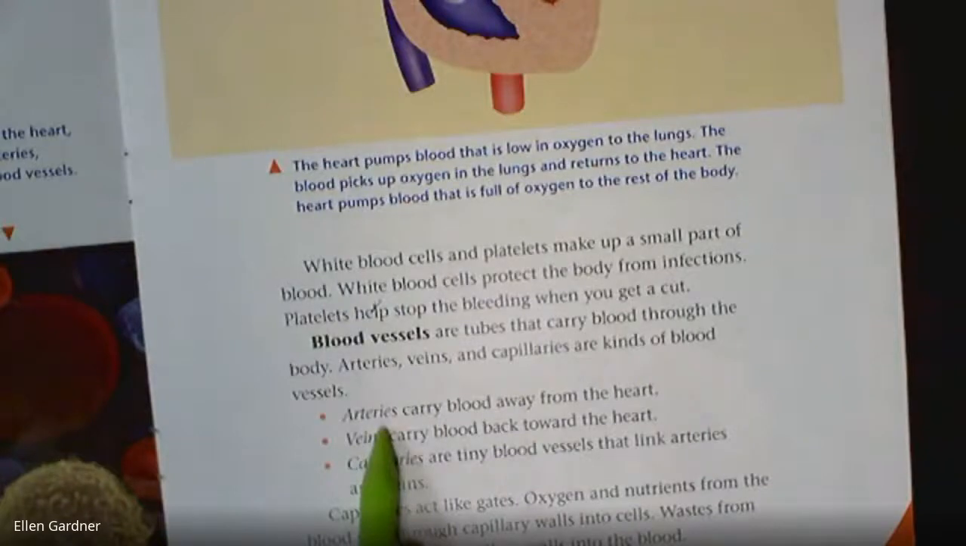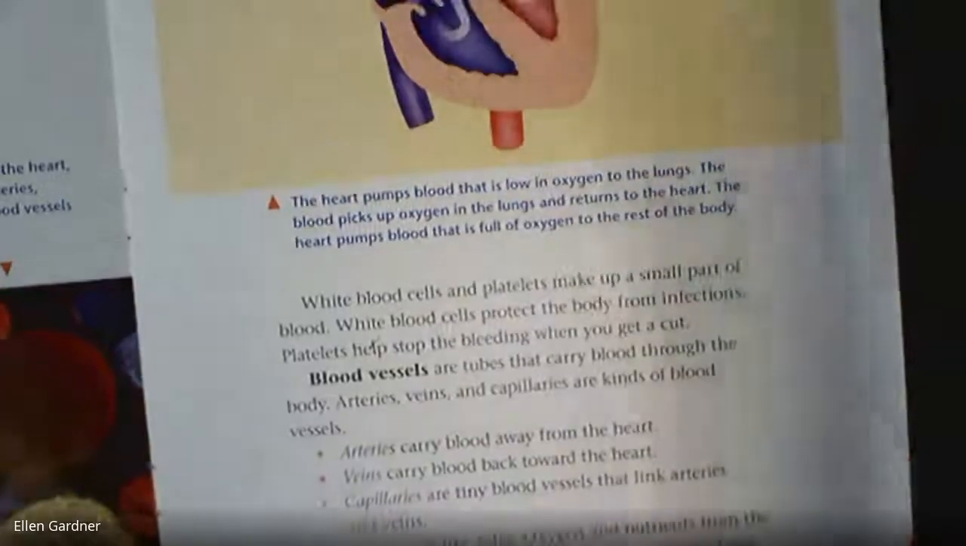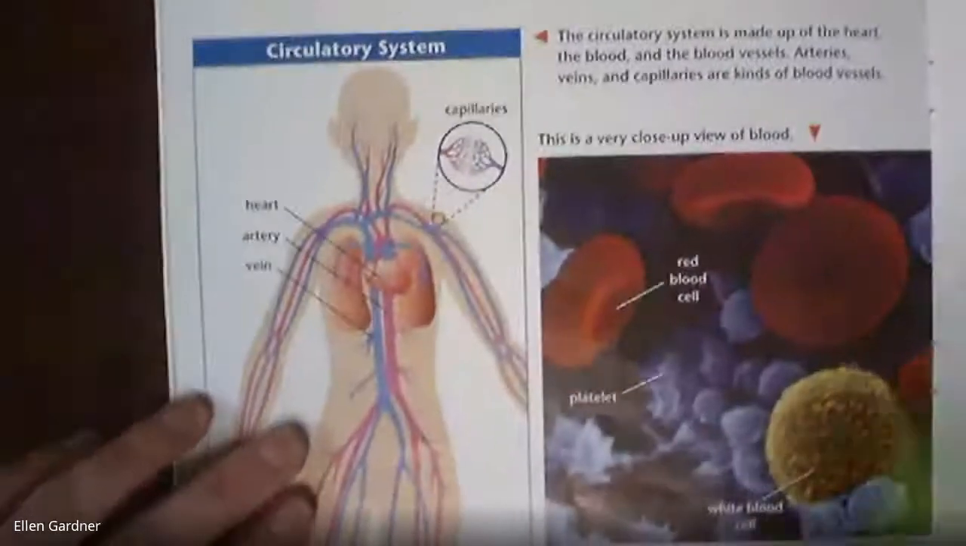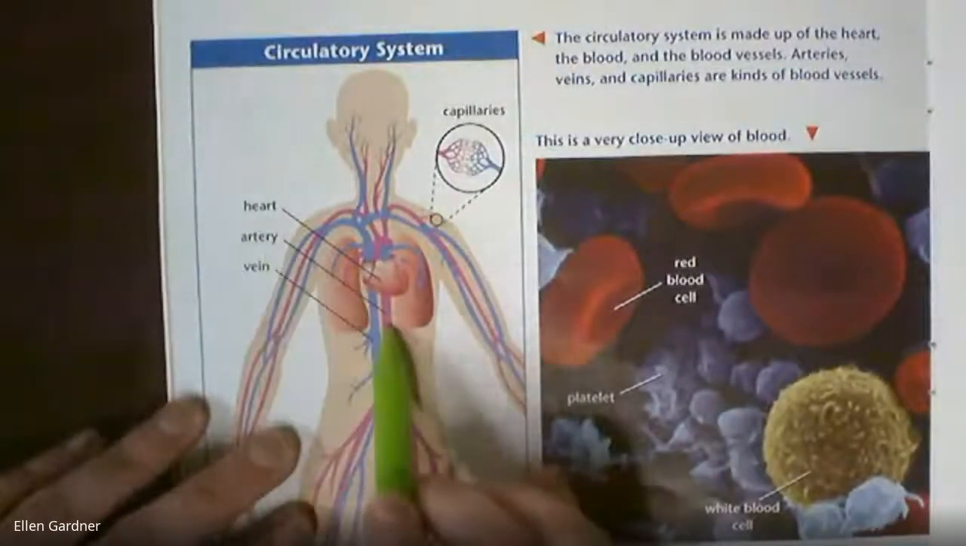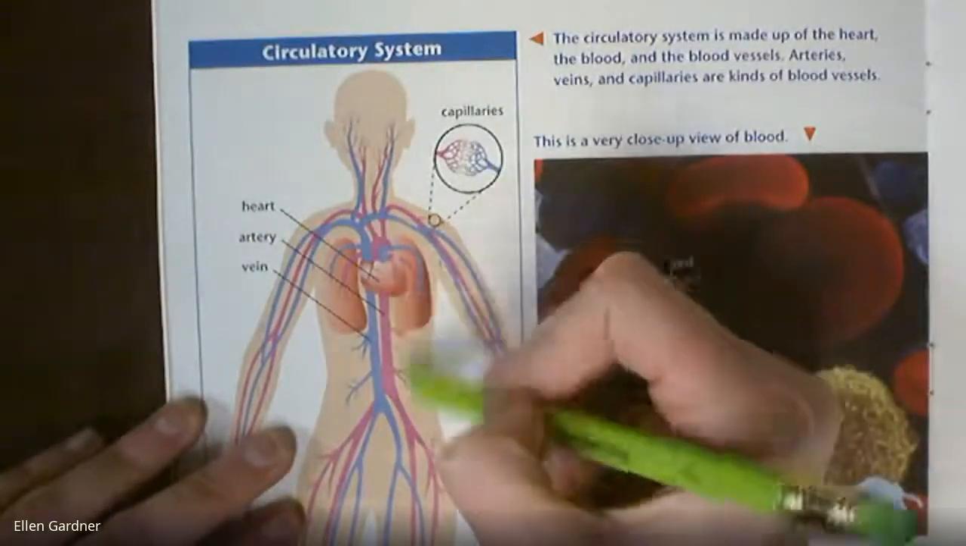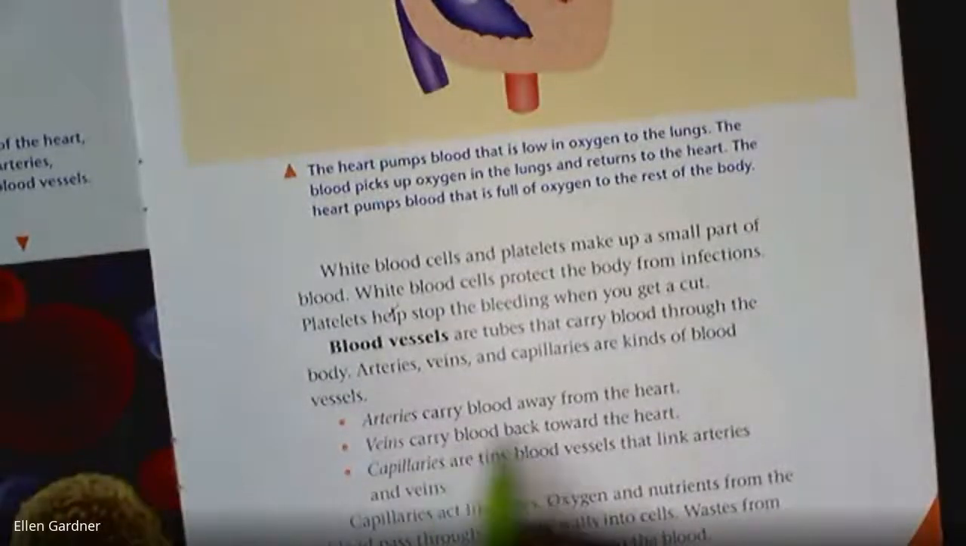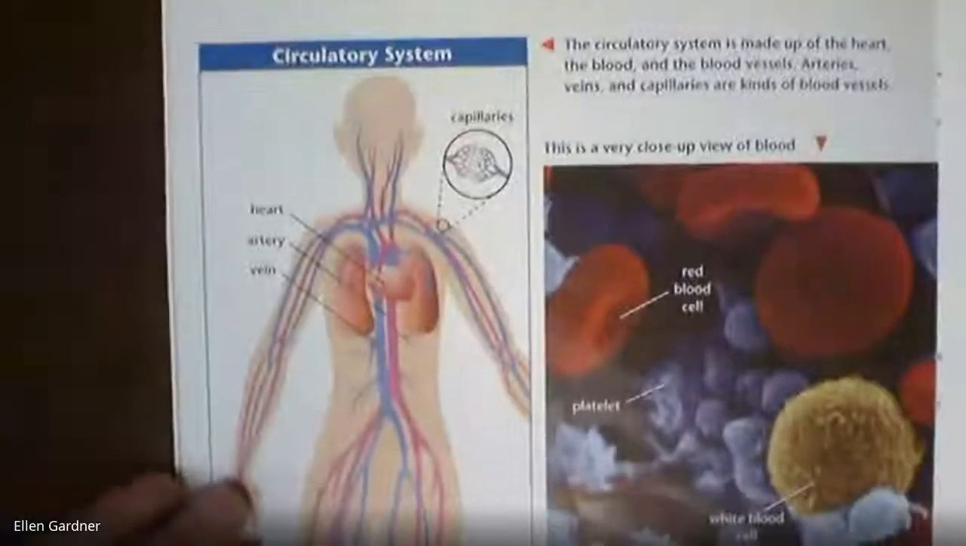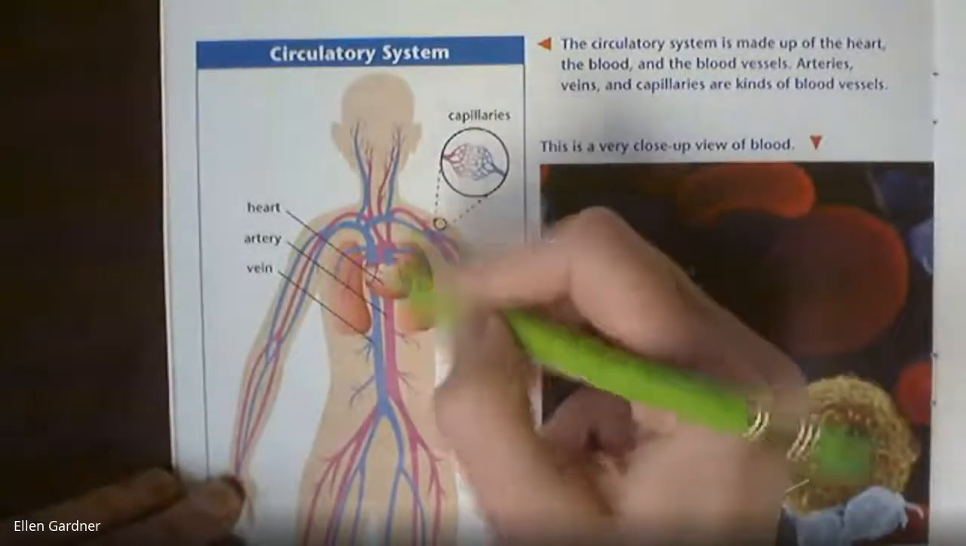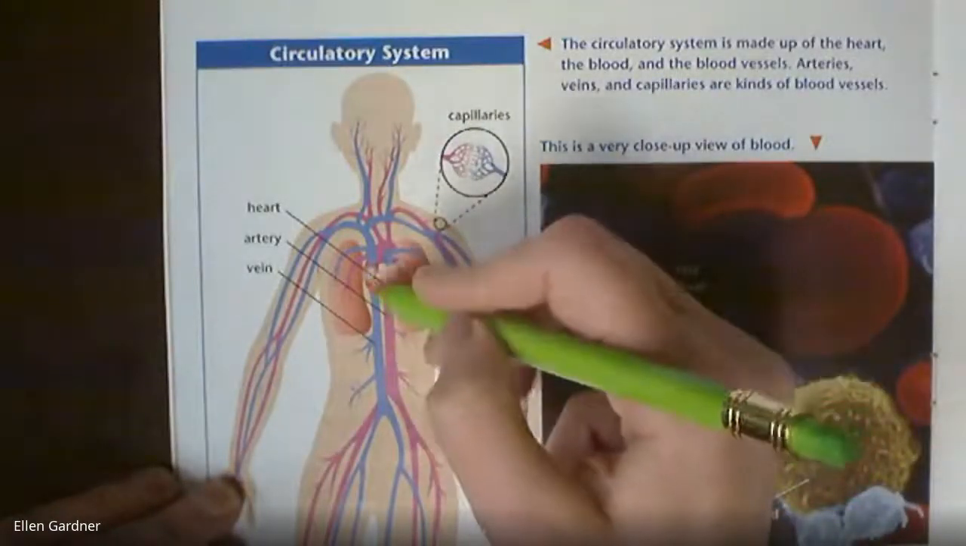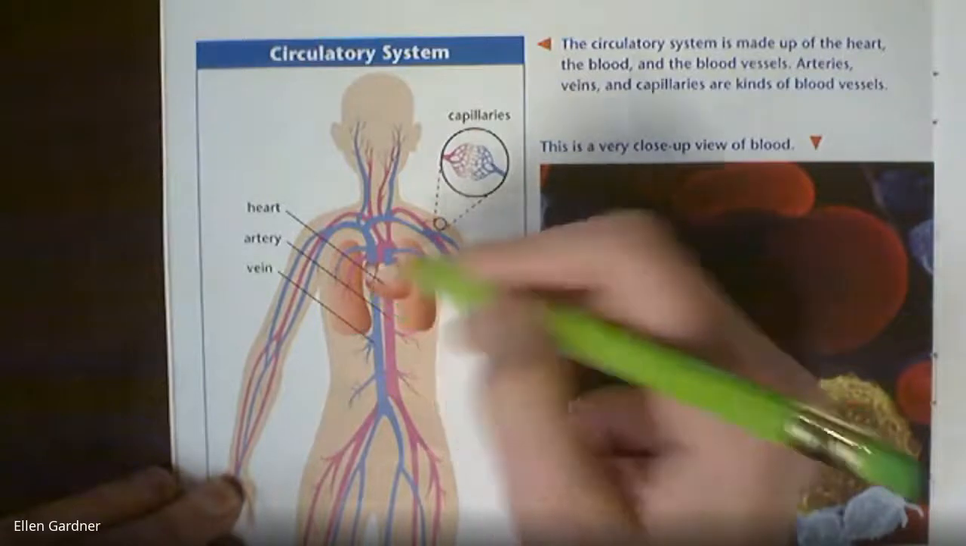Arteries carry blood away from the heart. Okay, so arteries, the pink that you see, carry it away from the heart. Veins carry blood back toward the heart. So arteries carry it away, veins carry it back to the heart. So it's going in both directions.